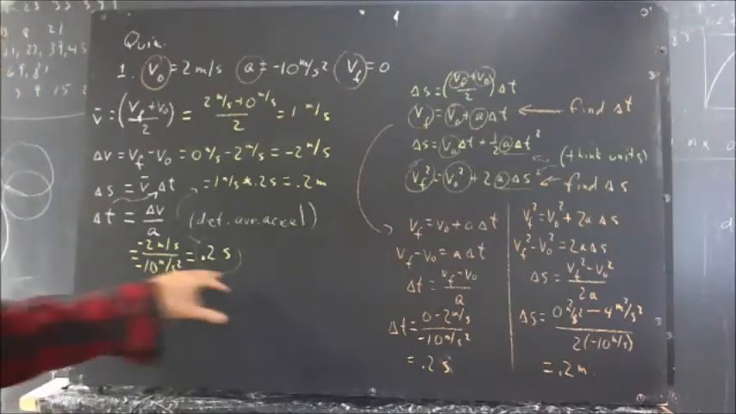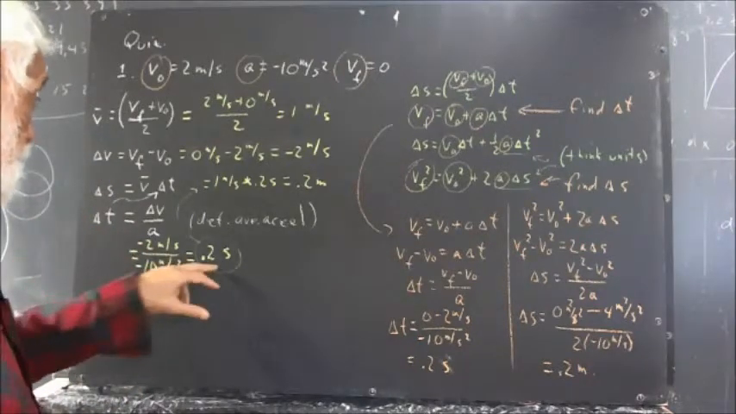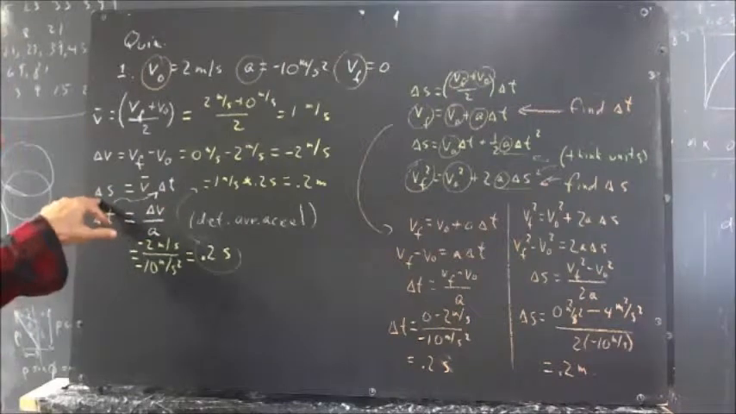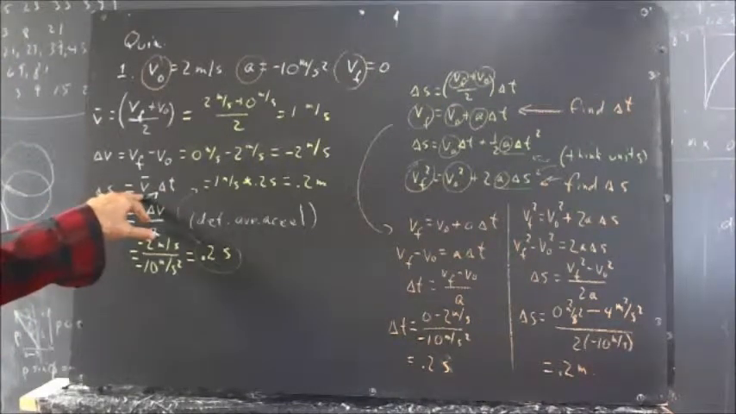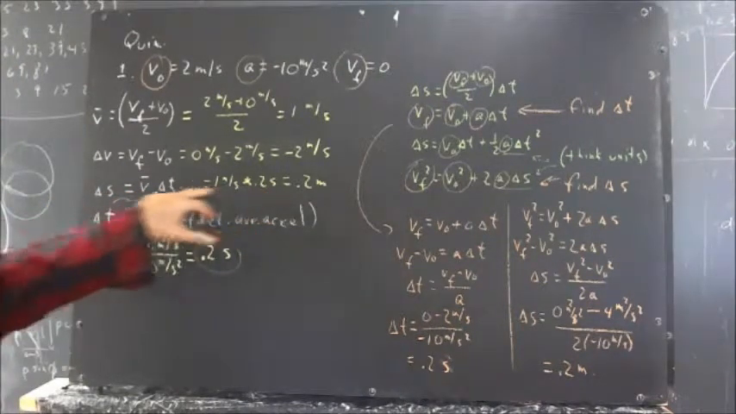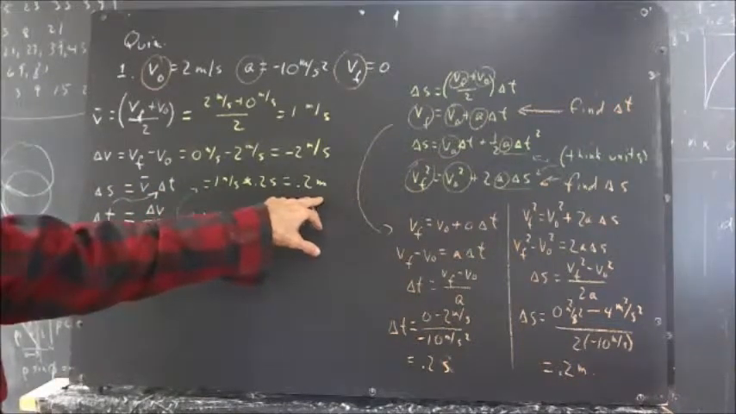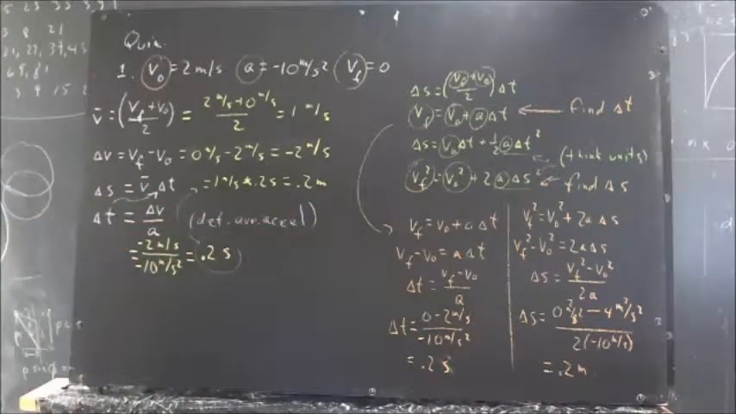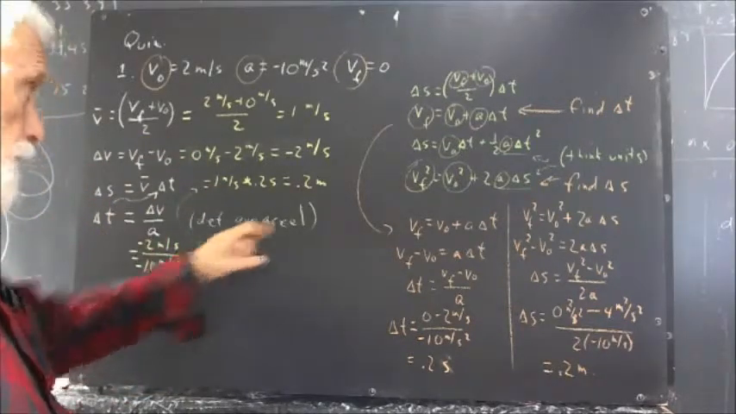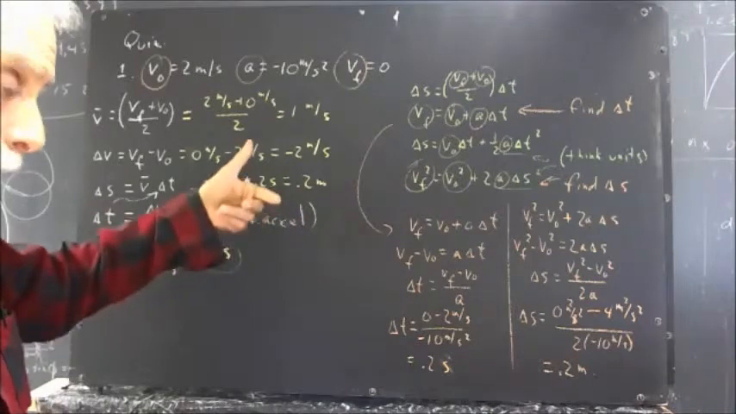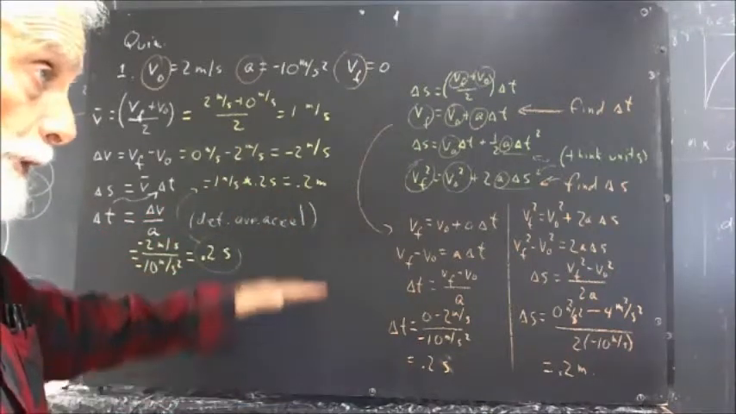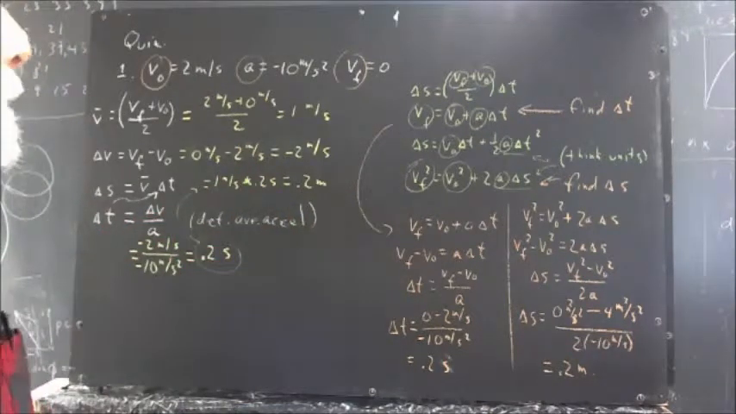Okay, so there we have it. There's our delta t, and then we can plug that in here, multiply our delta t, which is 0.2 seconds, by our average velocity, which is 1 meter per second, to get a displacement of 0.2 meters. And we've solved the problem, and we've concluded that the object will rise 0.2 of a meter, about 20 centimeters, from here to here. Okay.